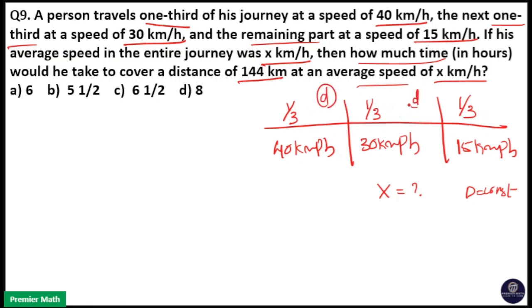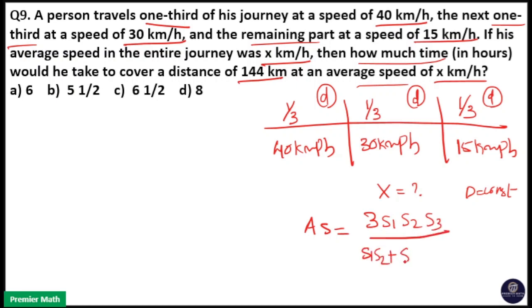Whenever distance is constant, you have the average speed formula. Here there are 3 equal distances at 3 different speeds. So the formula is 3 S1 S2 S3 divided by S1 S2 plus S2 S3 plus S3 S1. So this is your average speed formula. If you don't know this formula, you can use the LCM method as well.